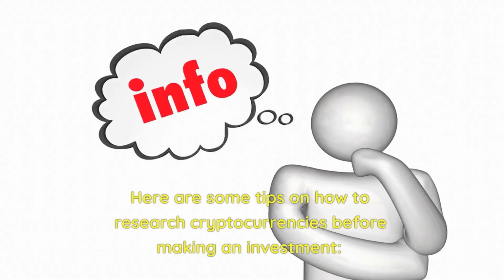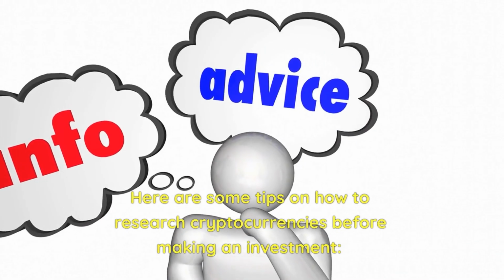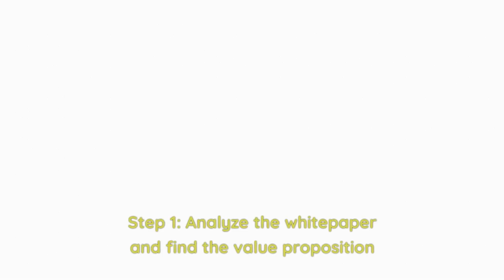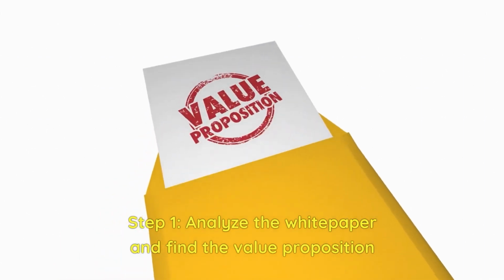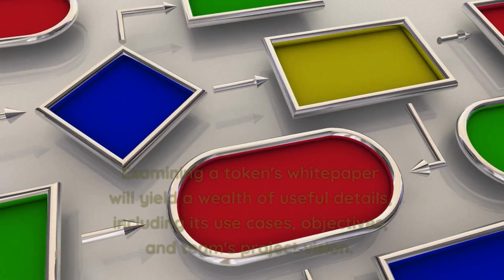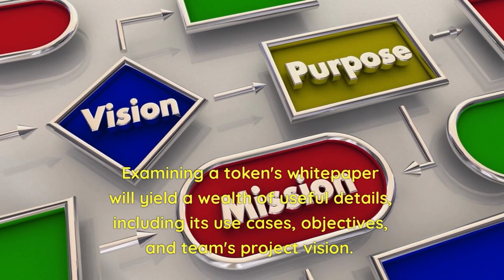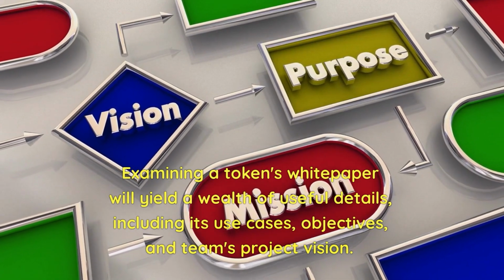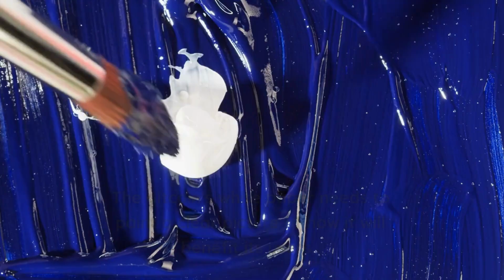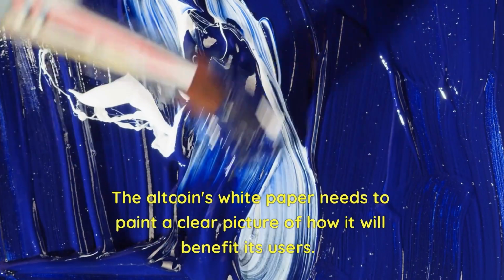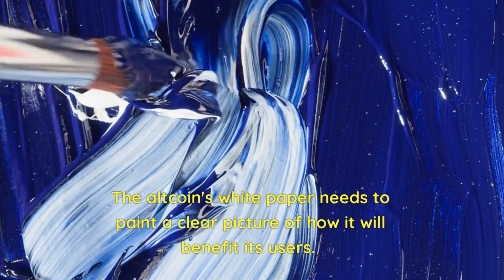Here are some tips on how to research cryptocurrencies before making an investment. Step 1. Analyze the white paper and find the value proposition. Examining a token's white paper will yield a wealth of useful details, including its use cases, objectives, and team's project vision. The altcoin's white paper needs to paint a clear picture of how it will benefit its users.